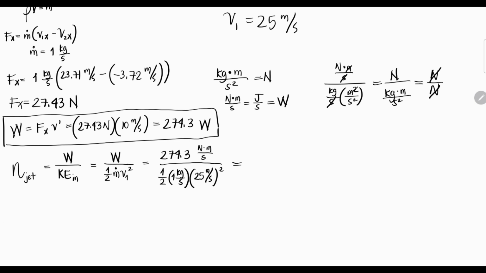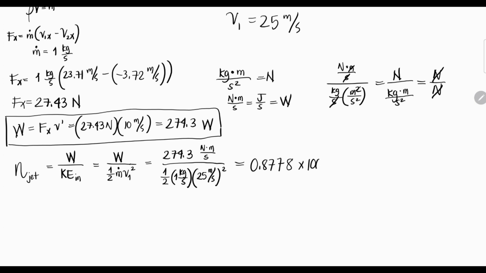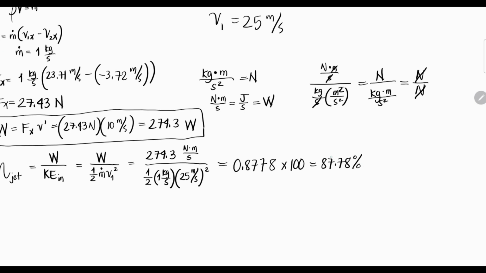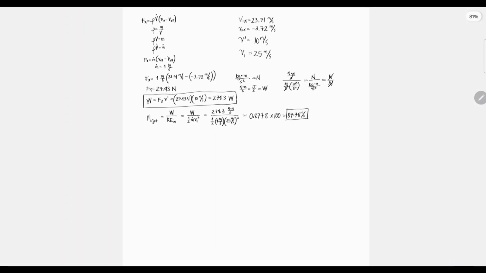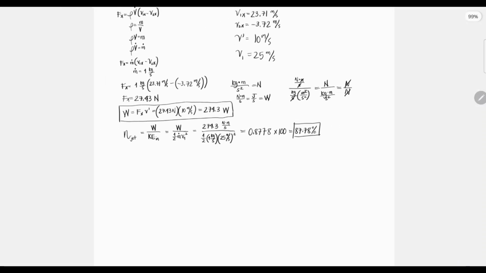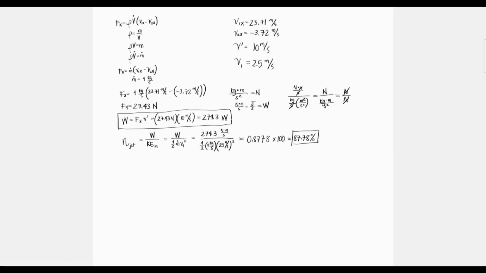So, ang answer nito ay 0.8778 times 100. That is 87.78%. So, ang efficiency niya ay 87.78%. So, that's it for this problem.